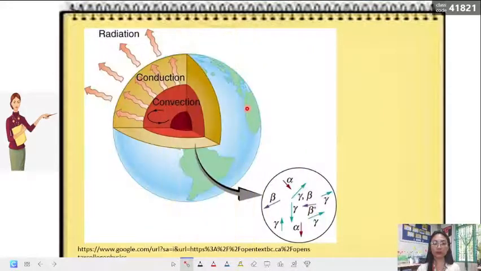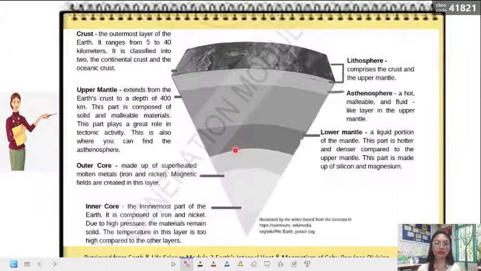Okay? In 3D picture, this is how it happens. So from the innermost part of the earth, look at the radiation or the electromagnetic waves. So that is how the heat is being transferred. Okay, my dear students, so those are the 3 processes of heat transfer. So this time, let us know what are these parts of the earth.